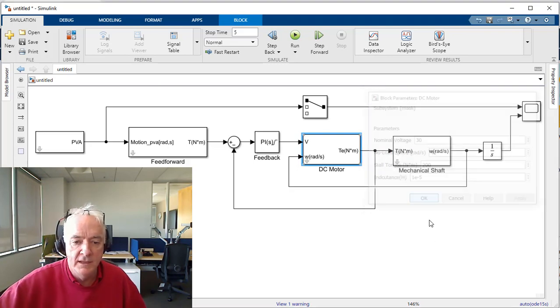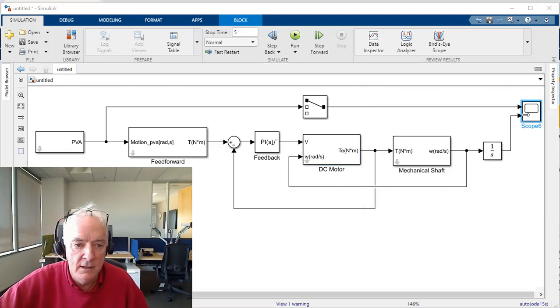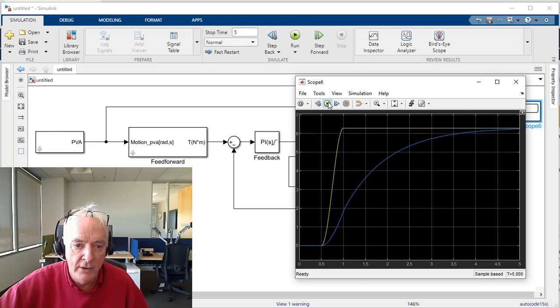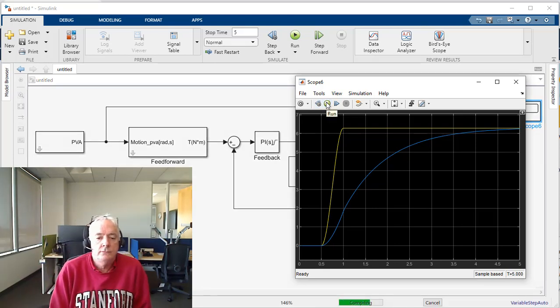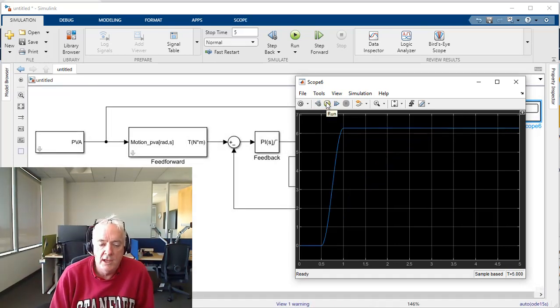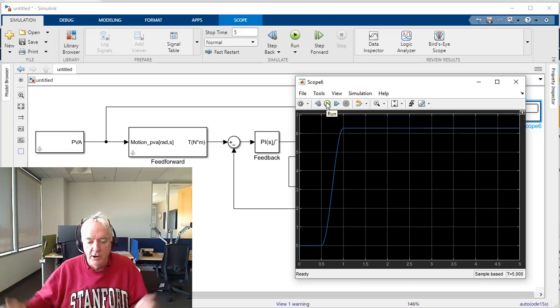So let's hit that, and now hit run. And it's perfect again.